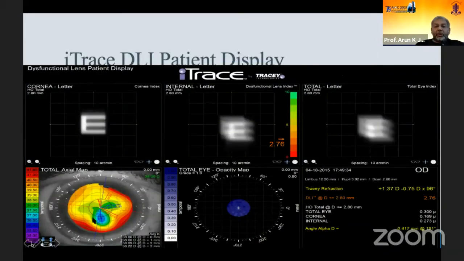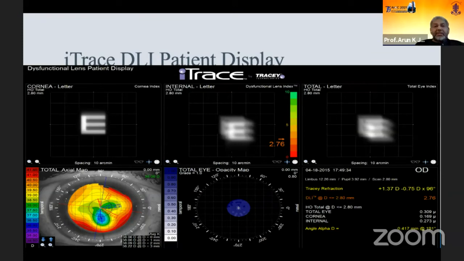You can see here the cornea also is a symmetric bow tie, and the quality of image from the corneal aberration is also not as good, and the internal opacity grade is grade 1, and the dysfunctional lens index is very low. And here angle alpha is in the yellow range, and the Tracey refraction is also not very reliable. So we may counsel this patient for cataract surgery, but we have to explain the corneal aberration to the patient, and we should avoid multifocal IOL in such cases.